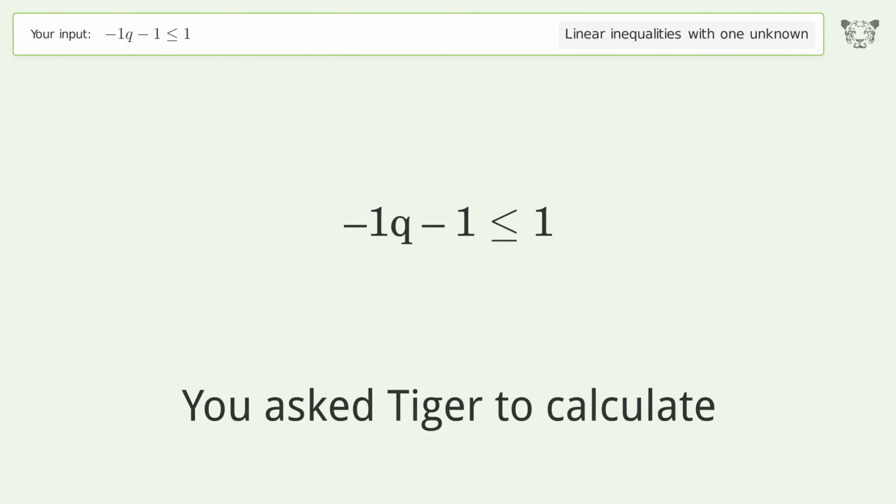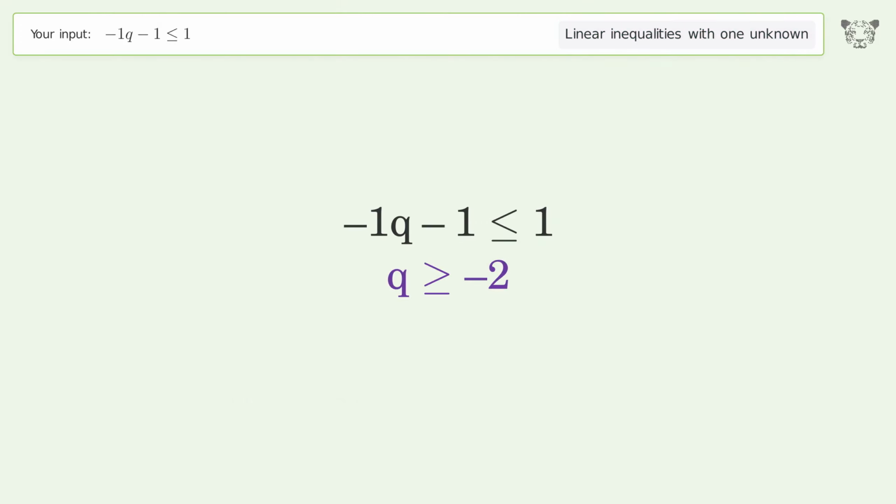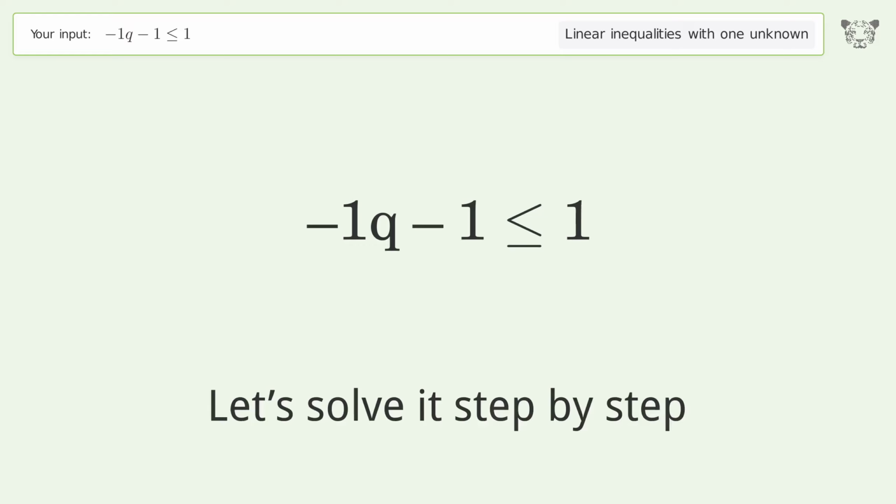You ask Tiger to calculate. This deals with linear inequalities with one unknown. The final result is q equal or greater than -2. Let's solve it step by step.